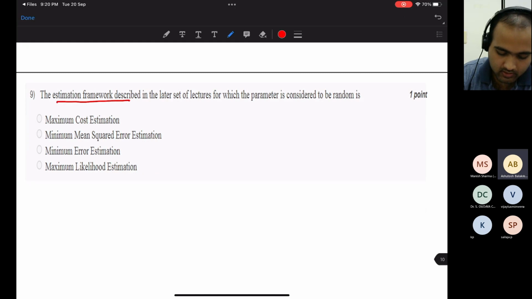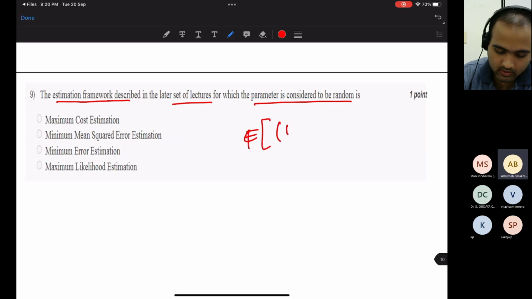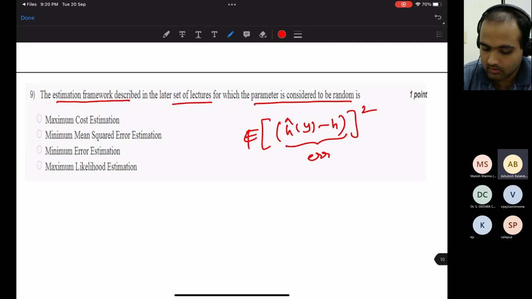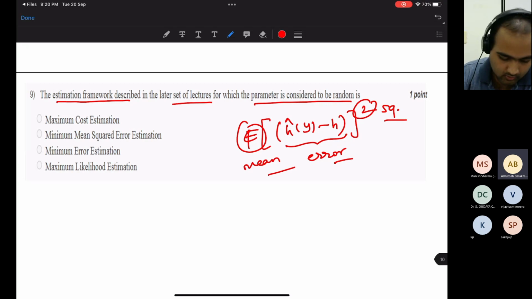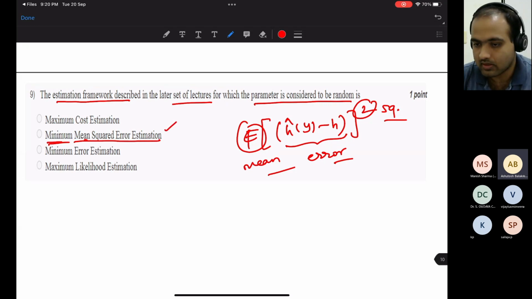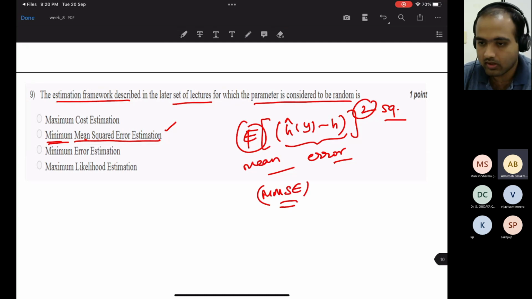The estimation framework described in the later set of lectures is one for which the parameter is considered to be random. So what is the cost function? We saw a cost function: expectation of h hat of y minus h, squared. This is my error, and we are squaring it, so this is the mean squared error. We want to minimize it, so this is the MMSE estimate, the minimum mean squared error estimate. Any doubts?